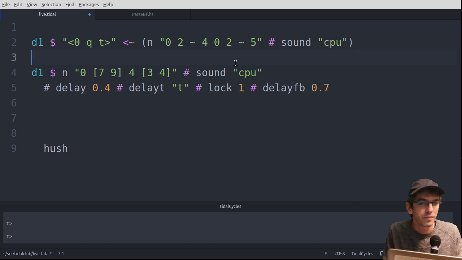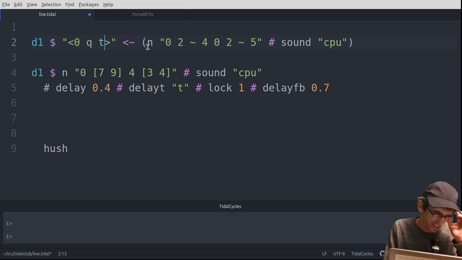The problem is you can't do eighth, because actually you can do eighth, but there's a conflict between note aliases and these durations in certain circumstances.